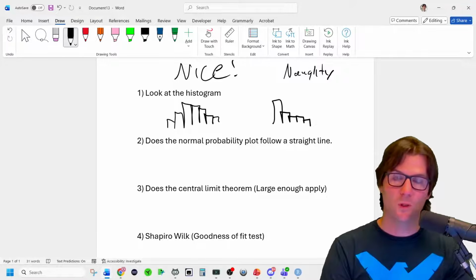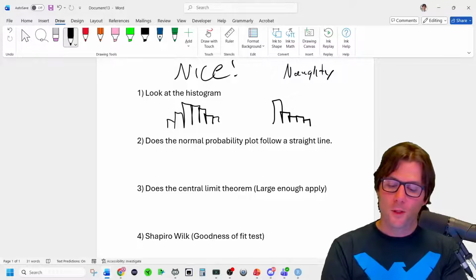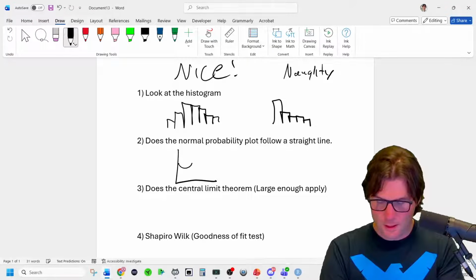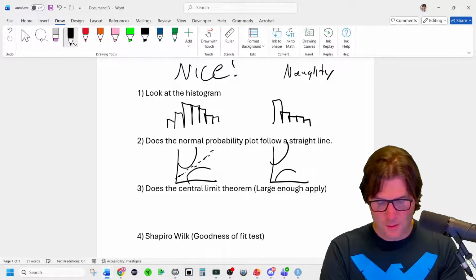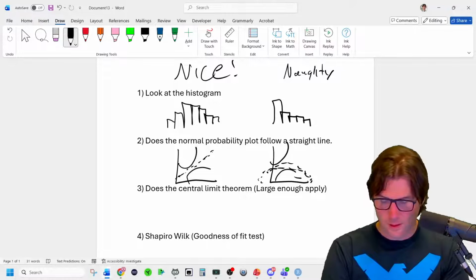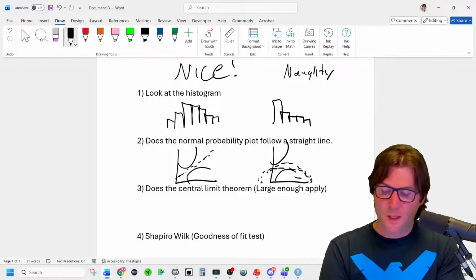The shape, you're seeing if it's mostly unimodal and symmetric. When you look at the normal probability plot, you want it to follow the straight line, so it should look like this, versus a bad normal probability plot, which is going to have some sort of weird bend to it. It's going to go away from the line. The central limit theorem is based on the sample size.